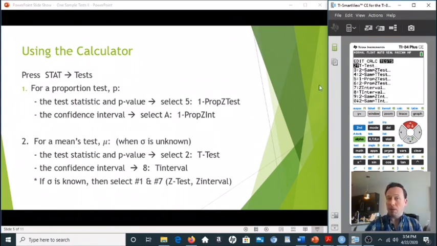Next week, we'll look at a couple of others when we're doing 2 samples. So notice there's a 2-samp in some of these. Okay. So these are the programs that you need for proportions and programs that you need for tests. One final note, for the mean test, if sigma is known, then instead of using 2 and 8, you're going to use 1 and 7, the z-test and the z-interval.